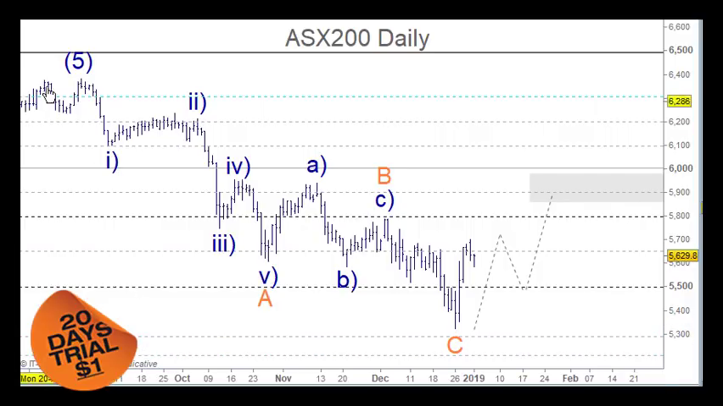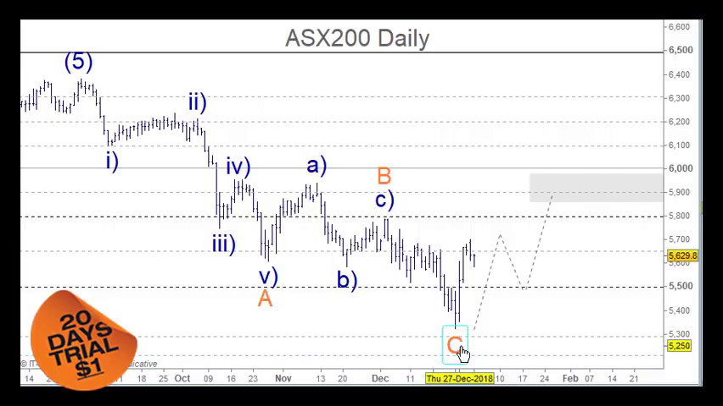So the current count down through here, it's quite easy to count 1 and 2 and 3 and 4 and 5 here for perhaps wave A. And then the move up here as an A and a B and a C wave for the B wave, and then looking at 5 waves down here for the C wave. So it's possible to have a low in here.